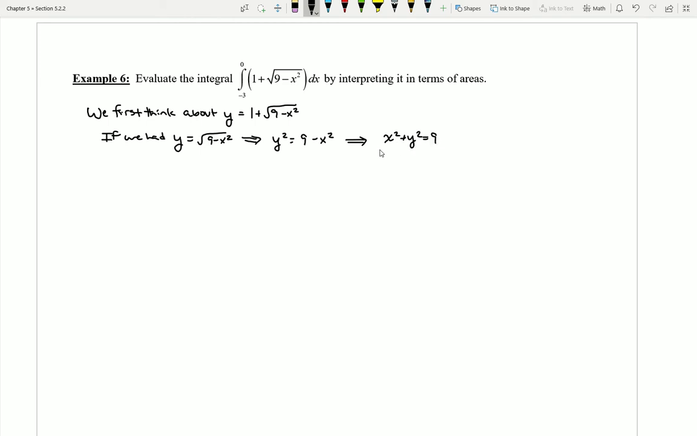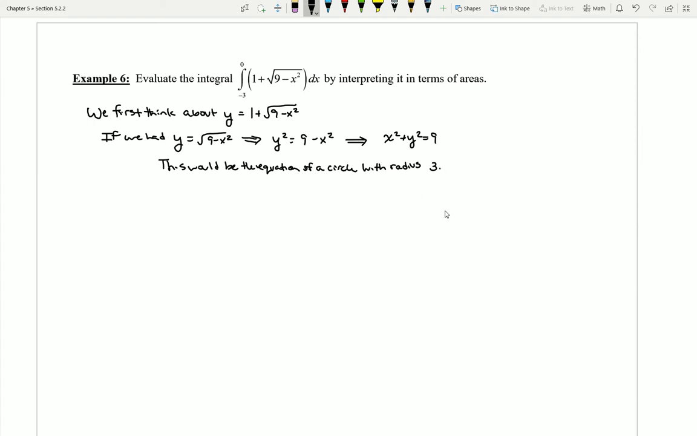And actually, do you recognize what this would be the equation of? Well, this would be the equation of a circle with a radius of 3.